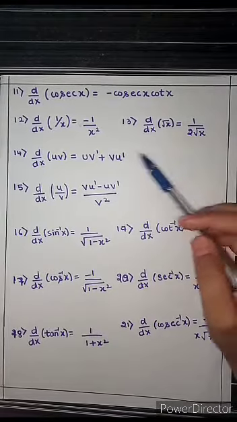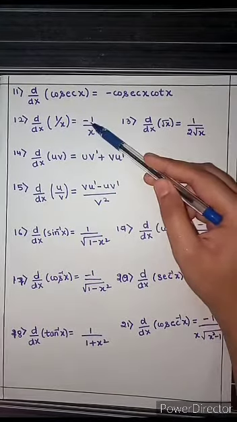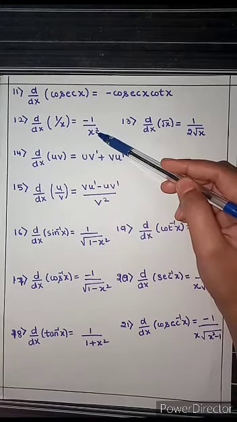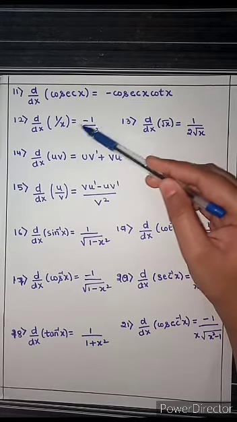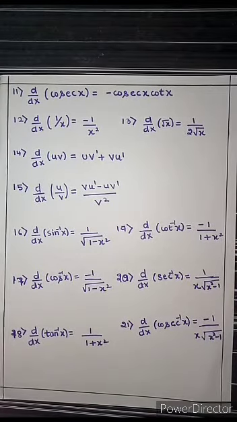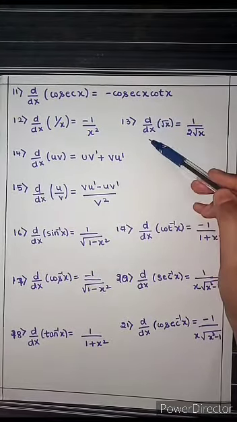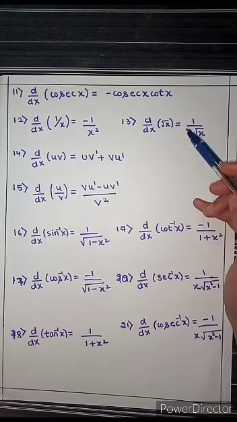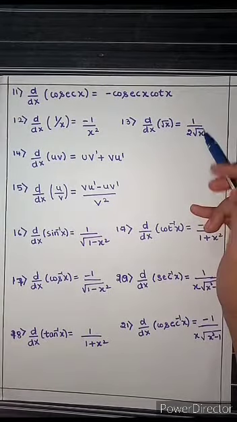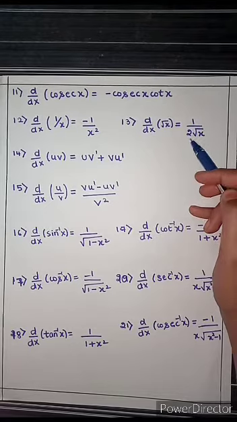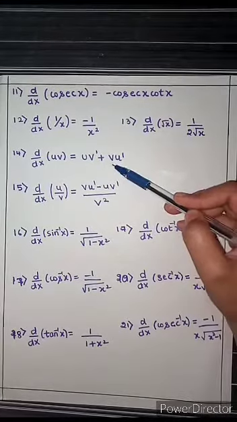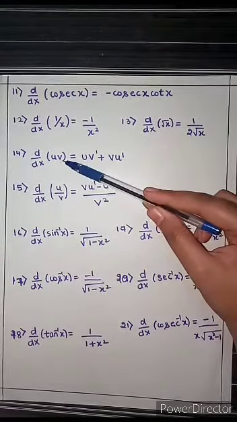Now here the 12th formula is derivative of 1 over x is minus 1 by x square. You just write the same 1 by x, then put a negative sign and square to the x. That's it, right? And derivative of root x. Now how to remember this? Let's write root x as 1 over root x first, then multiply 2 to the denominator. That's it. Simple, right? Then let's move to the 14th formula, derivative of uv.